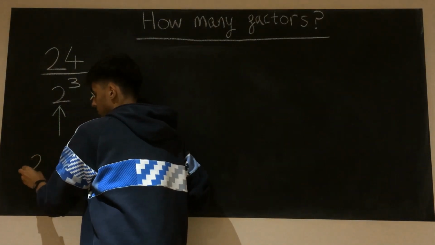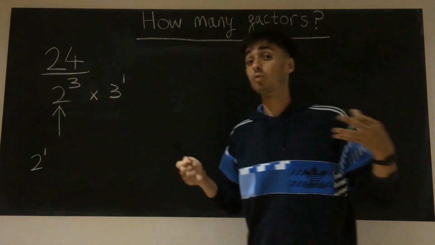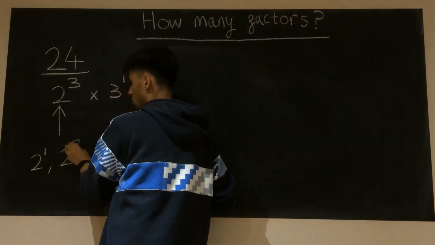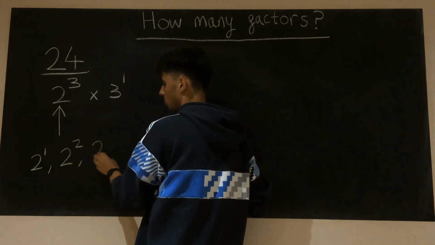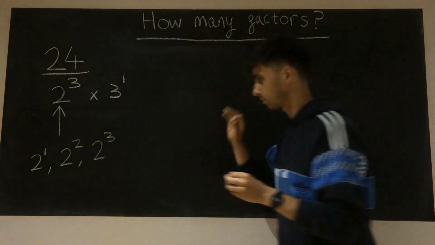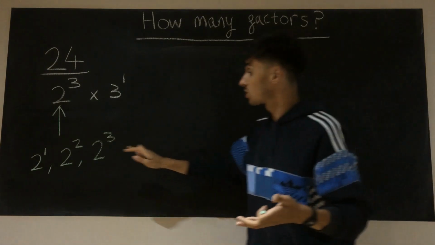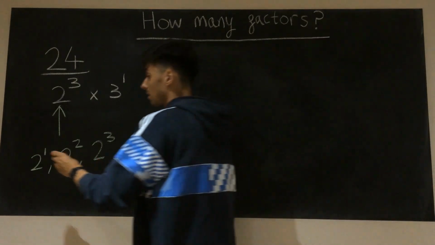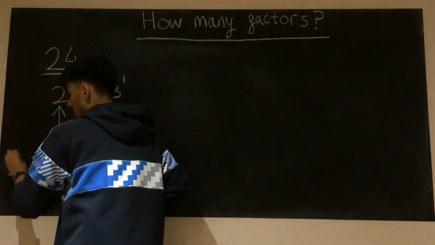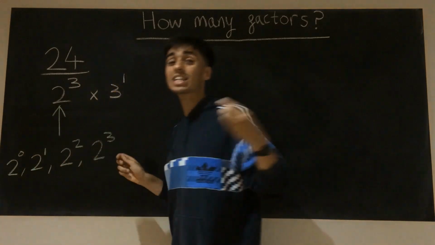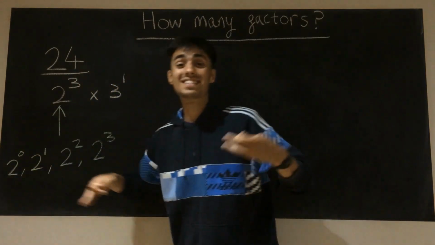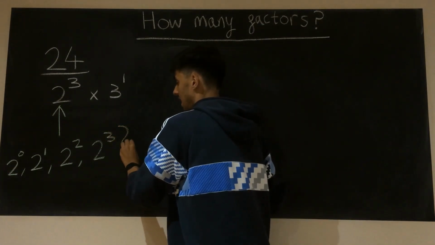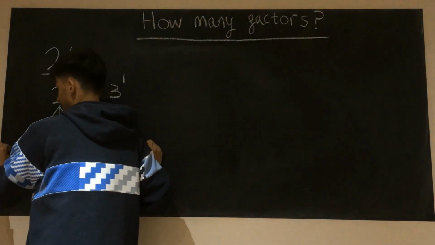So let's think of some options that we could have. We could have 2 to the power of 1 contained within our factor. We could have 2 to the power of 2, or we could have 2 to the power of 3. They're all options to be within our factor of 24. And we also can't forget that 2 to the power of 0 is a valid option. 1 is definitely a factor of 24. And I'm going to write these as a set, so with some nice curly brackets.